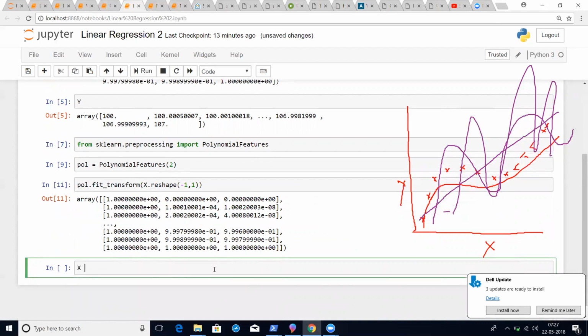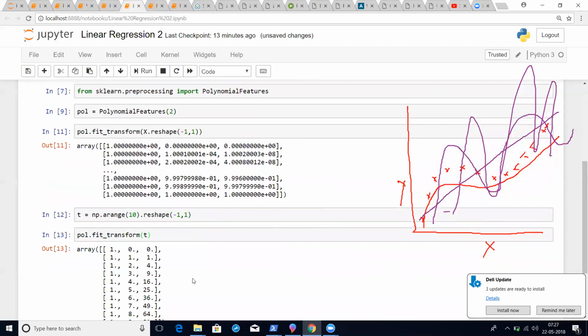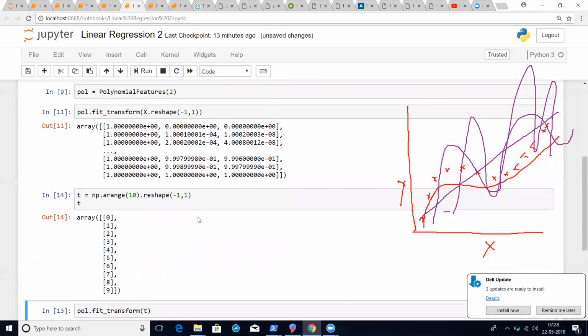Say for example, you have this very simple test data. sklearn is the scikit-learn library. See this, it is np.arange(10).reshape(-1, 1), then poly.fit_transform(t). Do you understand what is happening? What is this t? This t is 0, 1, 2, 3, 4, up to 9. Understood, right? This is the data.